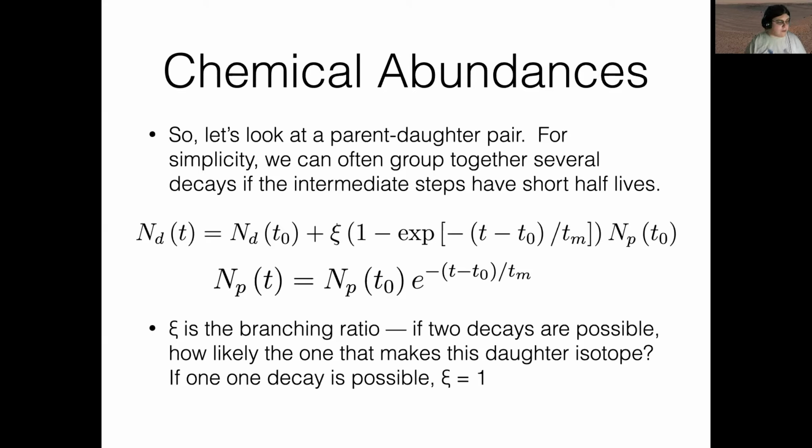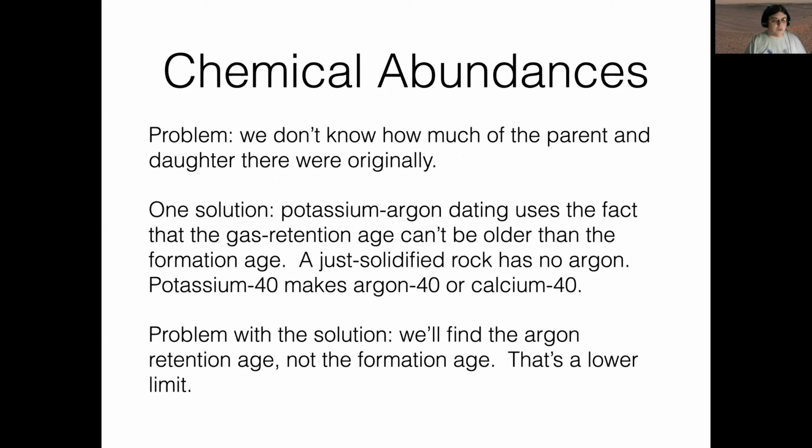But if we don't know how much the daughter started with, then we know that the total parent and daughter is constant, but that's not particularly helpful because we don't know what they originally looked like. We know that there's more daughter now, but we don't know how much it started with. So one solution, the simple solution, is you pick something where there is absolutely no way the daughter product exists. Now, the best example of you doing this is potassium-argon dating.